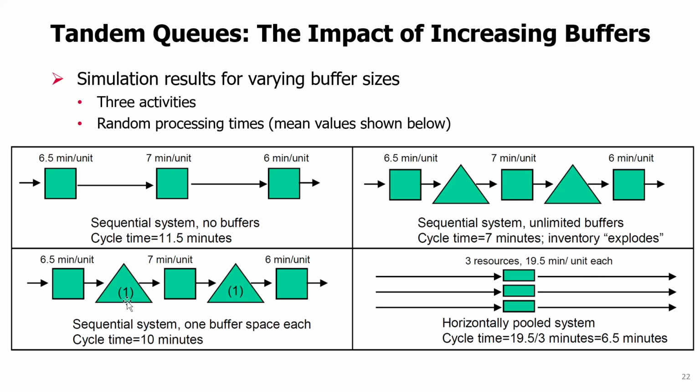And notice if we add a buffer of just one unit, so the size of this buffer is 1 and this buffer is 1, then the cycle time is reduced to 10 minutes. So buffers help us regain some of the lost capacity, right? And in this case, when we add unlimited buffers, this is the third case, right? So there's unlimited buffer here and here.